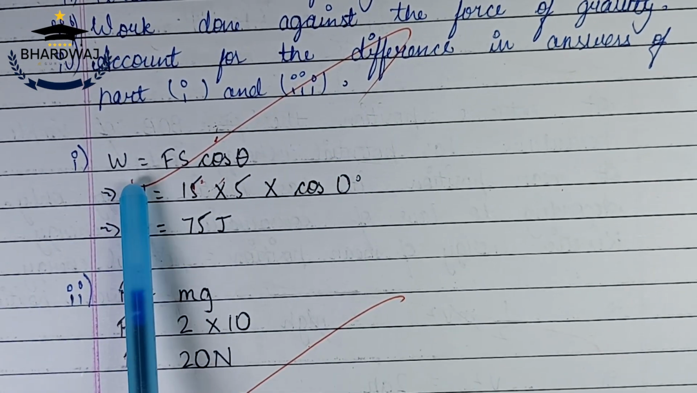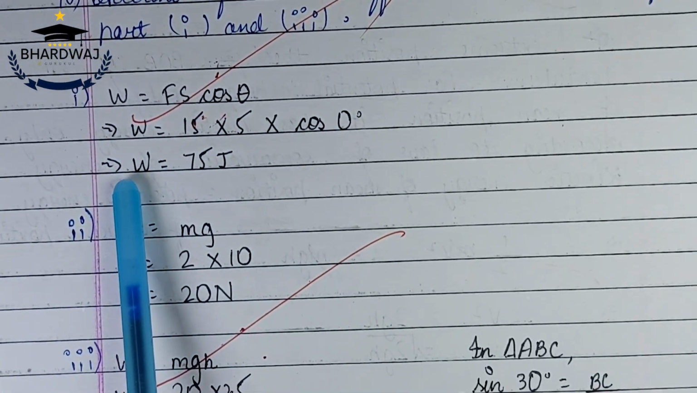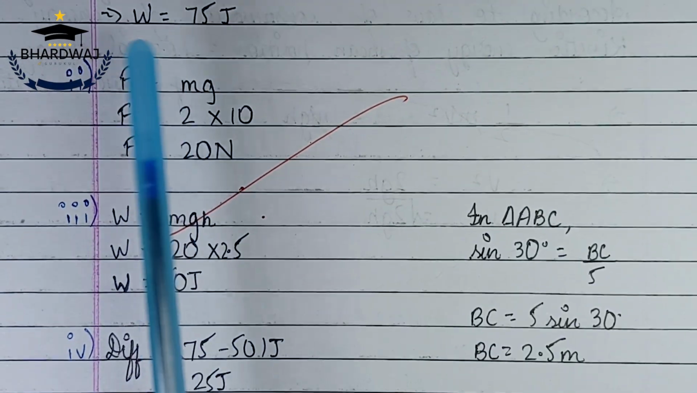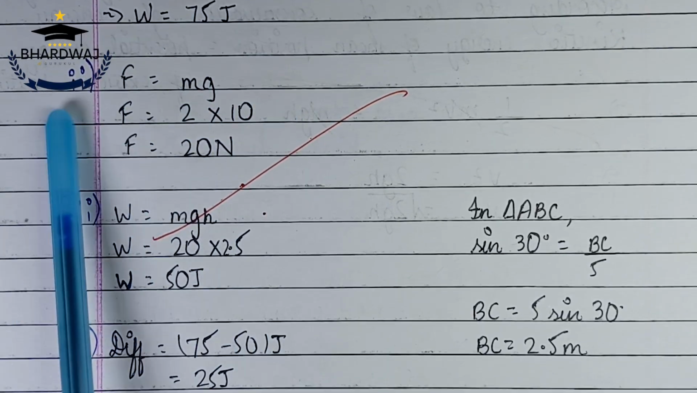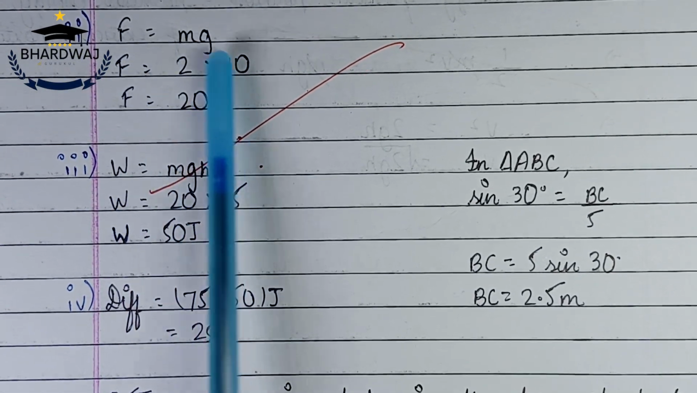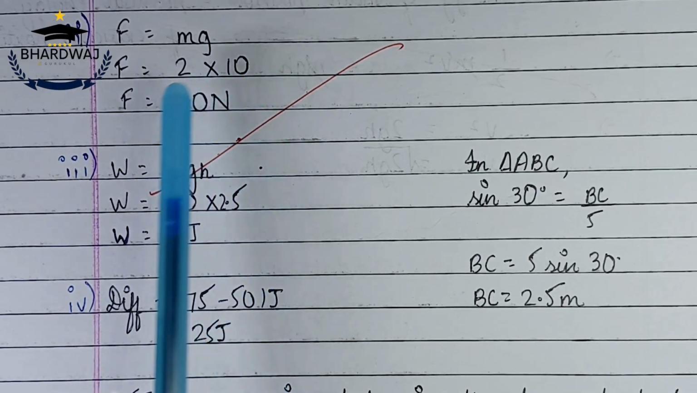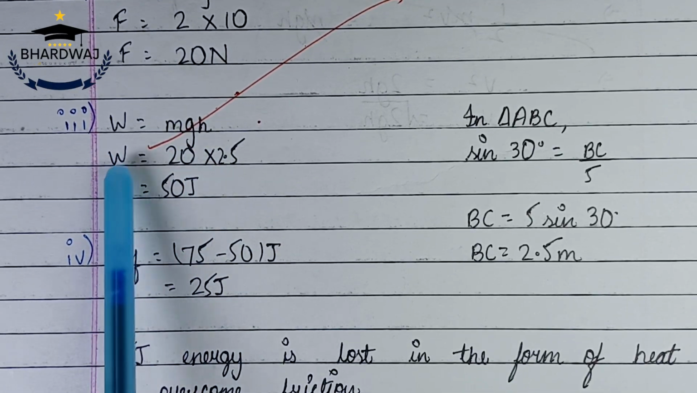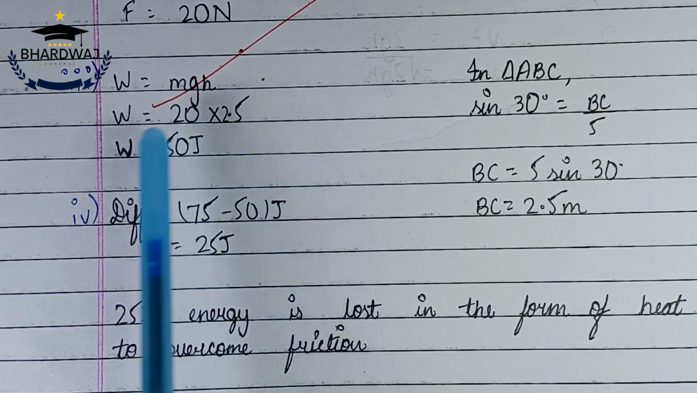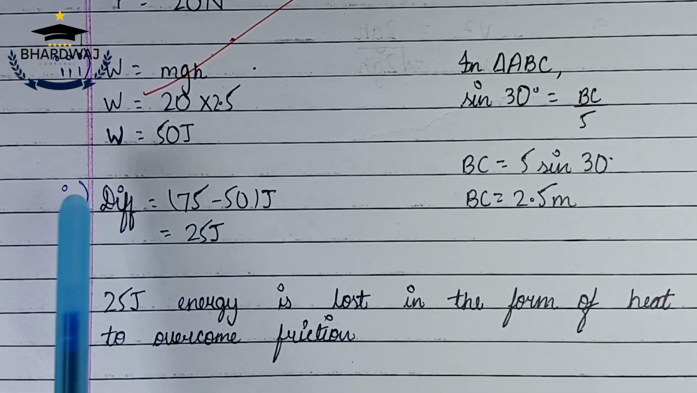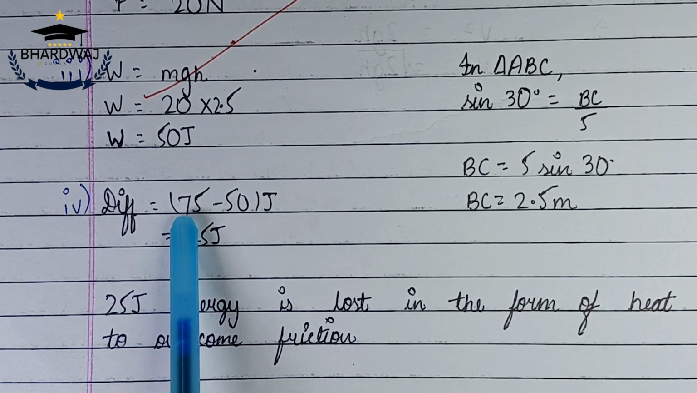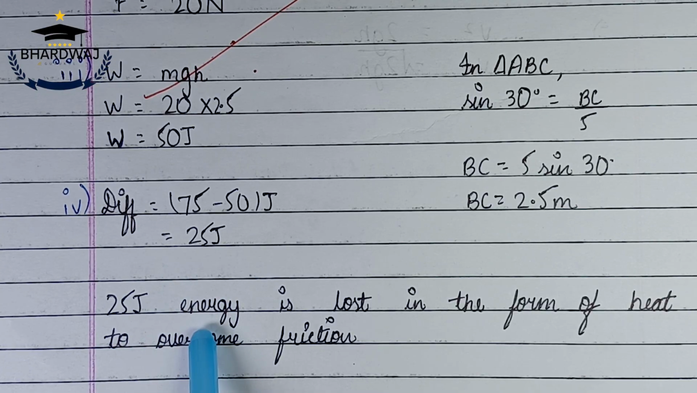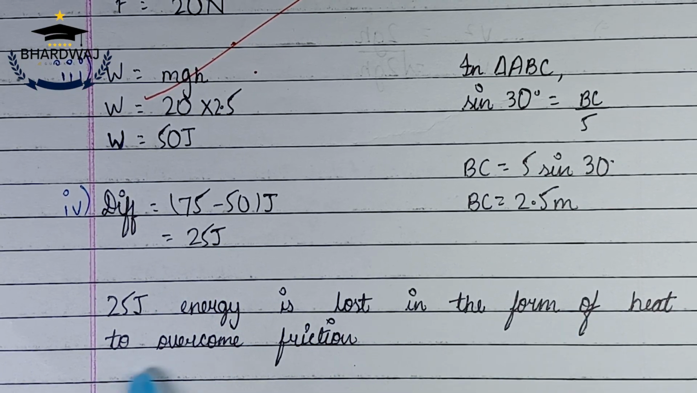First part, W equals Fs cos theta. Putting the values, work done equals 15 into 5 into cos 0 degree, that is 1. So work done will be 75 joule. Second part, force equals mg, so force equals 2 into 10, that is 20 newton. Third part, work done equals mgh, so work done equals 20 into 2.5 equals 50 joule. Fourth part, difference 75 minus 50, that will be 25 joule. 25 joule energy is lost in the form of heat to overcome friction.